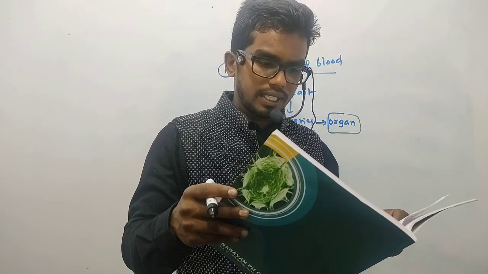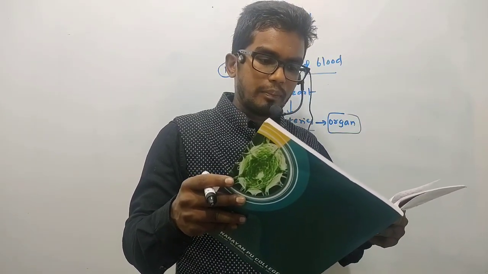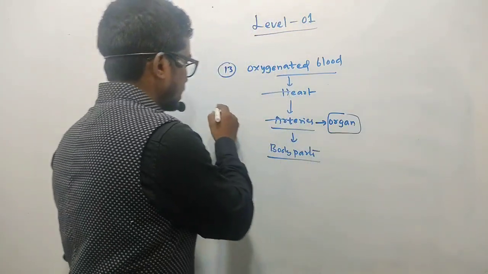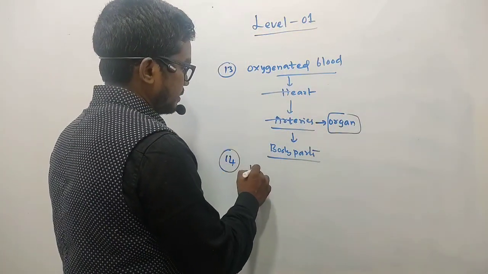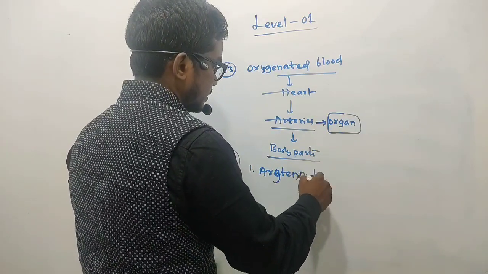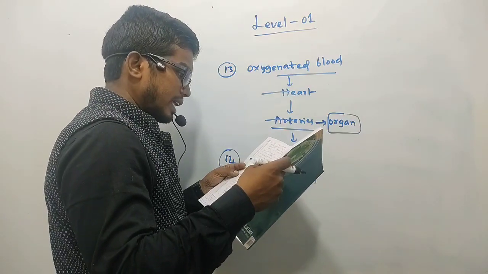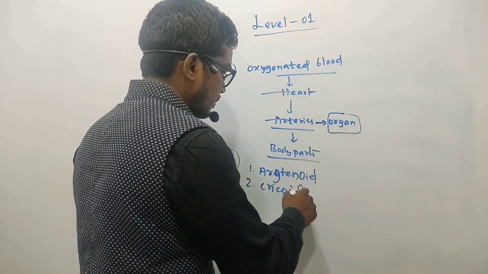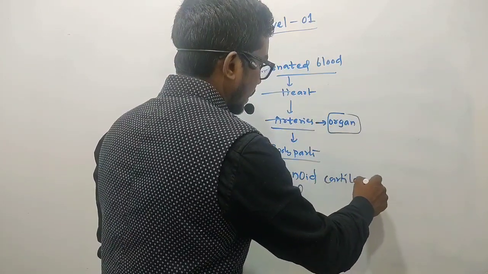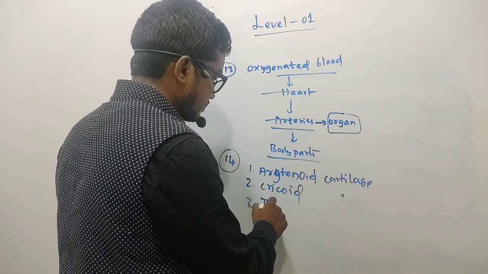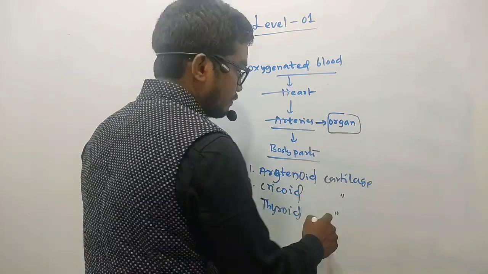14th question we have here is Adam's apple represents, the 4 options have been given. Arytenoid cartilage of larynx. What is the first option? See, first option given here is arytenoid cartilage. Then we have cricoid cartilage, and then third option given here is thyroid cartilage of larynx.